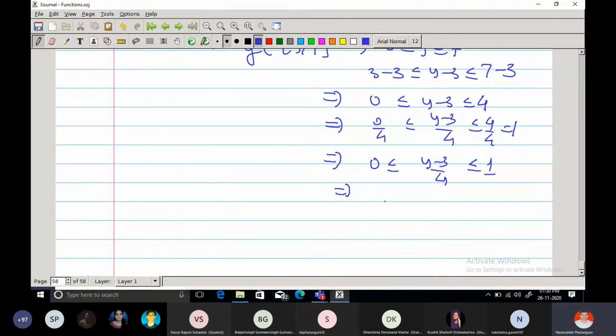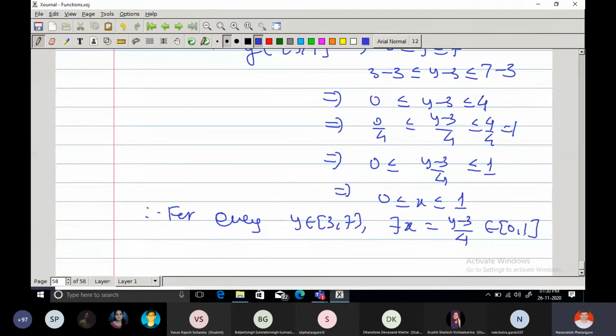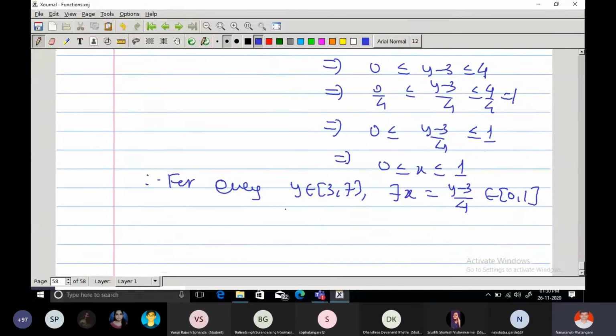That means if you choose any y in [3, 7], then for every y in [3, 7], there exists x, which is y minus 3 upon 4, which is in between 0 and 1, because this number is necessarily in between 0 and 1, such that f of x. But what is f of x? y minus 3 by 4. x is y minus 3 by 4. Right? But by definition, what is f of x?